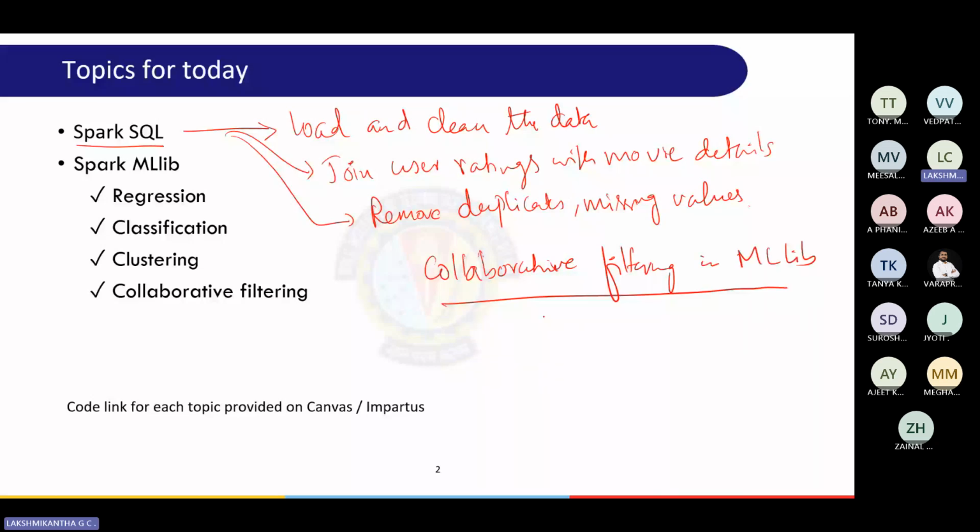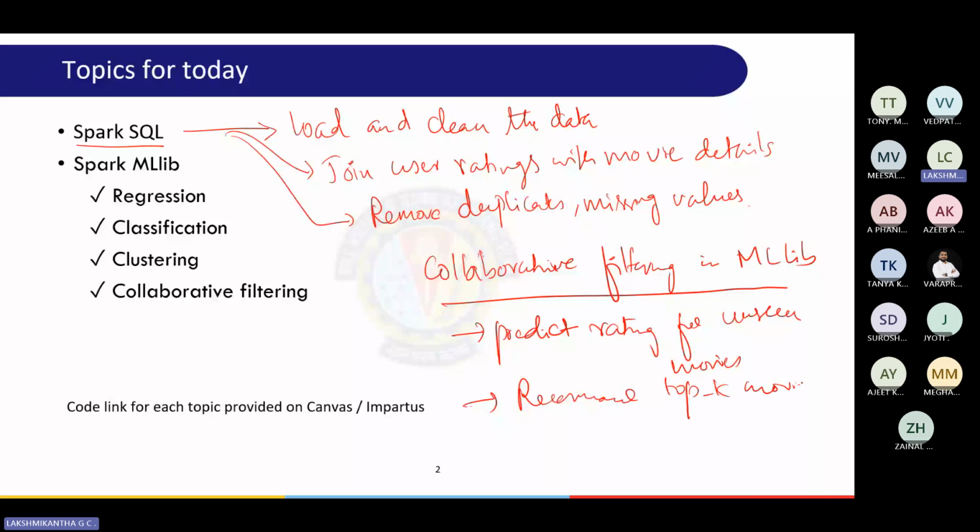Guys, here in collaborative filtering, we can predict ratings for unseen movies. And one more is, you can recommend top K movies to each user. Correct, no? So this is the second thing, right? Along with this, you can evaluate the recommendations. This is exactly what we will learn today, guys. We are learning Spark SQL plus MLlib working together.